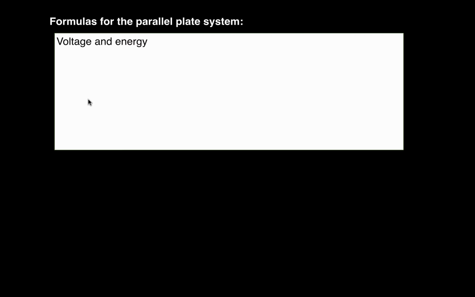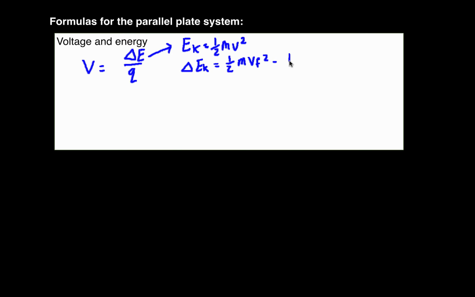First, there's the voltage and energy formula we learned in Lesson 8, where voltage is equal to the change in energy divided by charge. In this case, the change in energy is often one of two things. The first is the change in kinetic energy, where kinetic energy is equal to 1/2 mv squared. So the change in kinetic energy is equal to the final kinetic energy minus the initial kinetic energy, or 1/2 m vf squared minus 1/2 m vi squared.